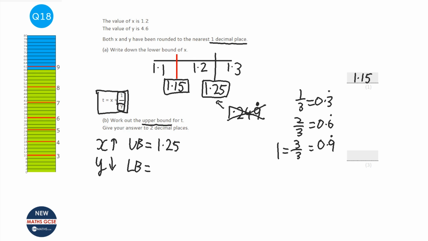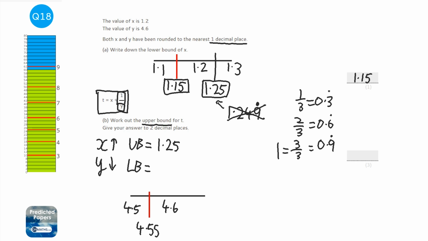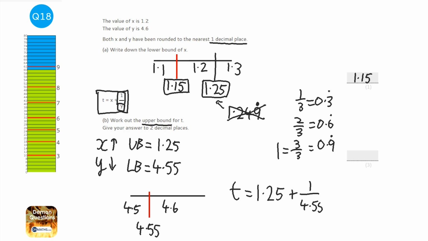So we need to do a little number line to get the lower bound of y. So it's 4.6. So the next one down would be 4.5. So the cutoff point is going to be halfway, which is going to be 4.55. So that's going to be our lower bound, 4.55. So to find the upper bound of t, we need to do 1.25 plus 1 over 4.55.